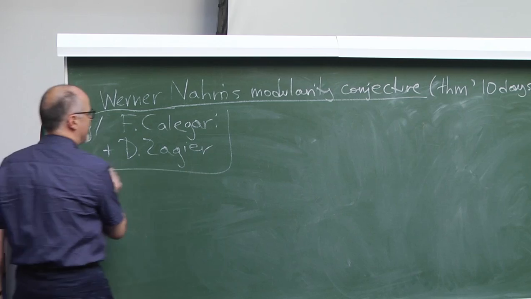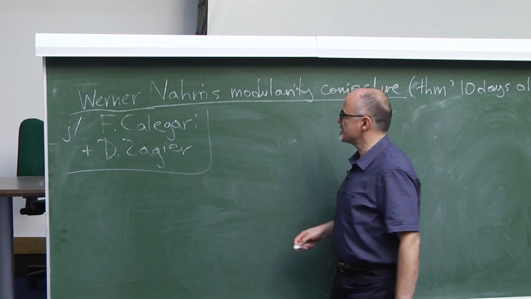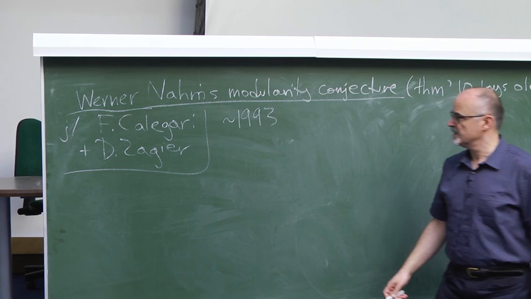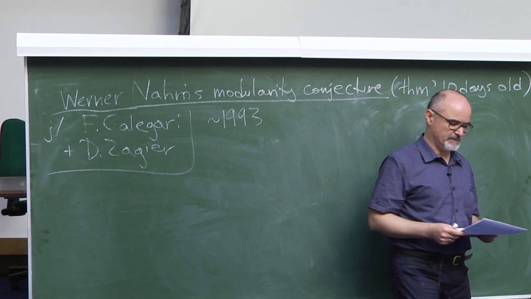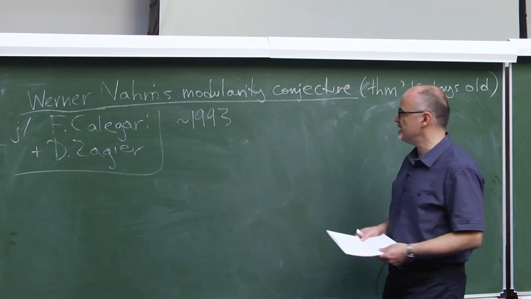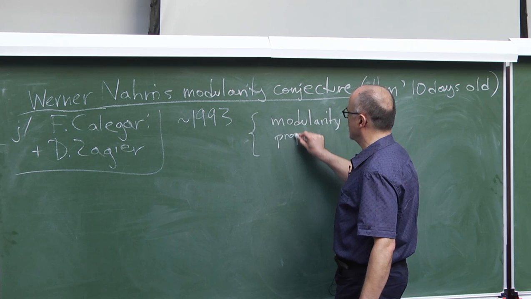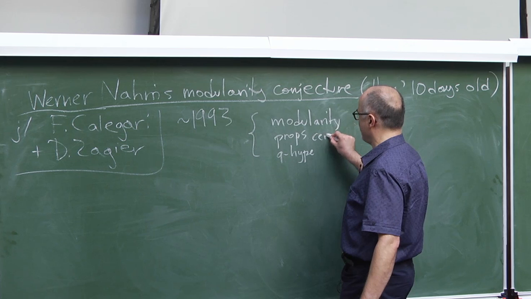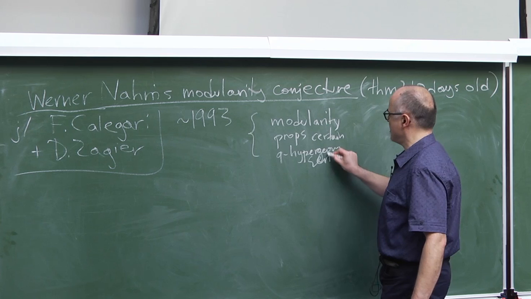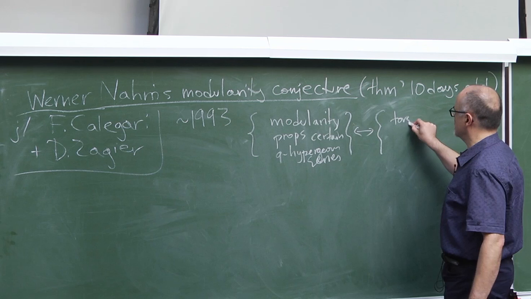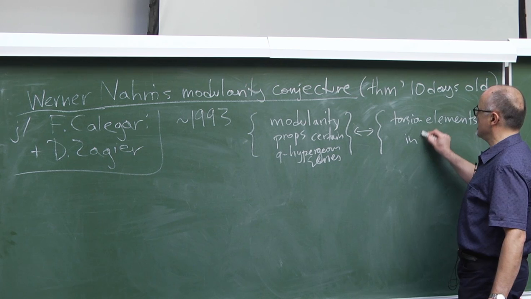So the story goes as follows. In about 1993, Nahm was studying Virasoro characters of rational conformal field theory and predicted a relationship between modularity properties of certain Q-hypergeometric series and torsion elements in K-theory, algebraic K-theory of number fields.